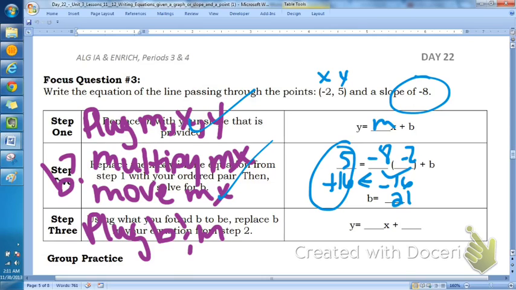Finally, so we've done those two steps there. Finally, plug in your b value and your m value into the equation. Your m value is negative 8, and your b value is a positive 21. So your final answer is y equals negative 8x plus 21.